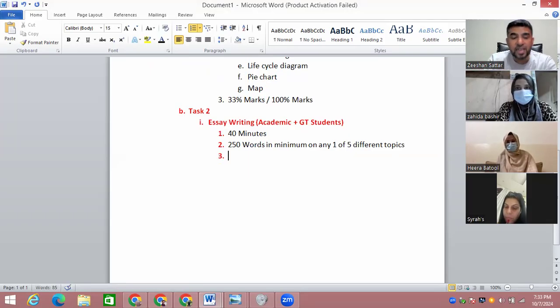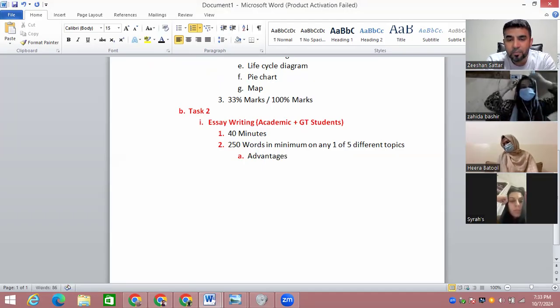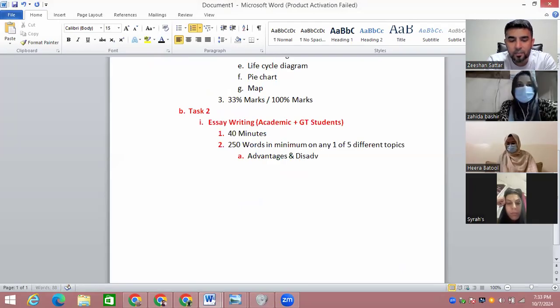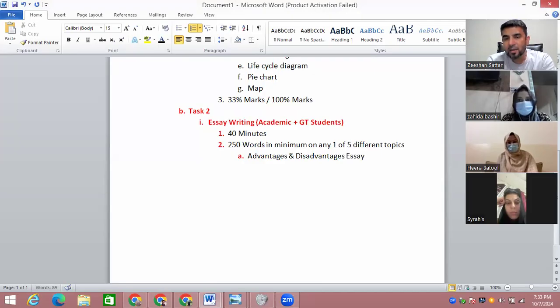What are these 5 types? Number 1, the first type of essay that we will cover, as the IELTS general essay writing book of Cambridge University says, is the advantages and disadvantages essay. The first type of essay that can come in the exam is the advantages and disadvantages essay.